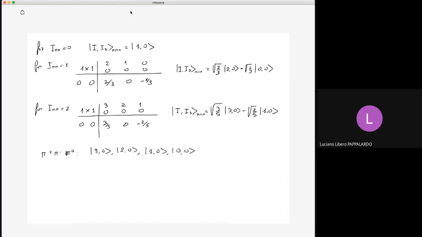Now, let's consider the second case, the system of 3 neutral pions. So I will take a new page.